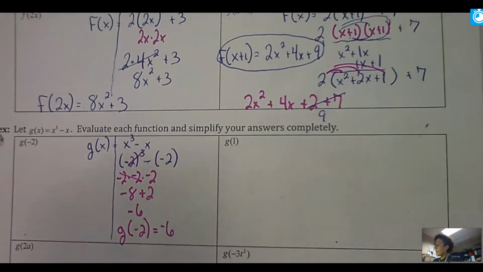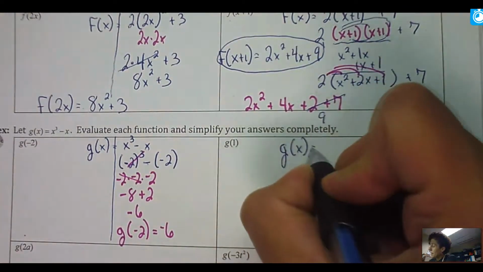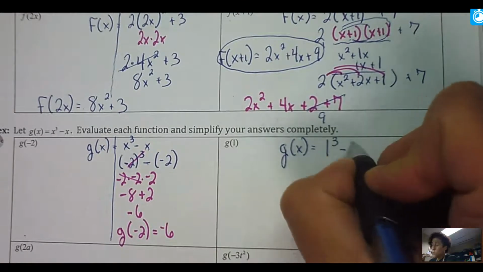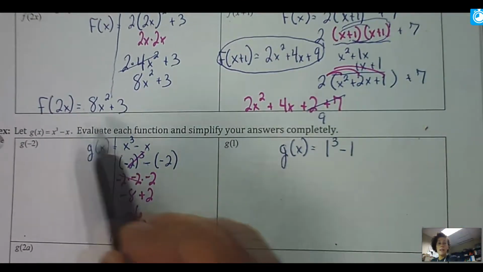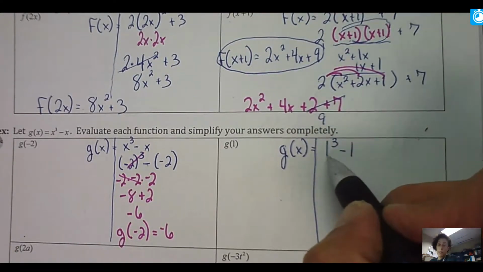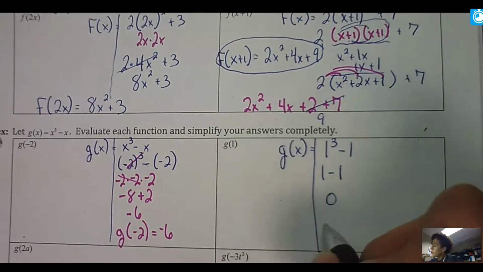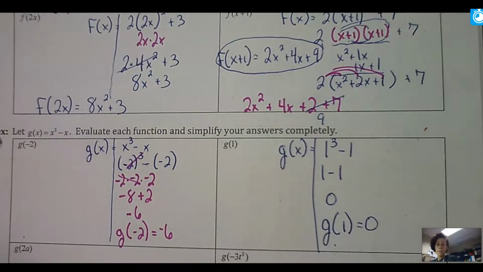And this one I'll be putting in 1. And again, it's going to go in the same spot on the right. So it'll be 1 cubed minus 1. Again, wherever there's an x, I'll be putting that 1. 1 cubed is 1 times 1 times 1, that's 1. Take away 1, that gives me 0. So my function, g, when x is 1, gives me an answer of 0.